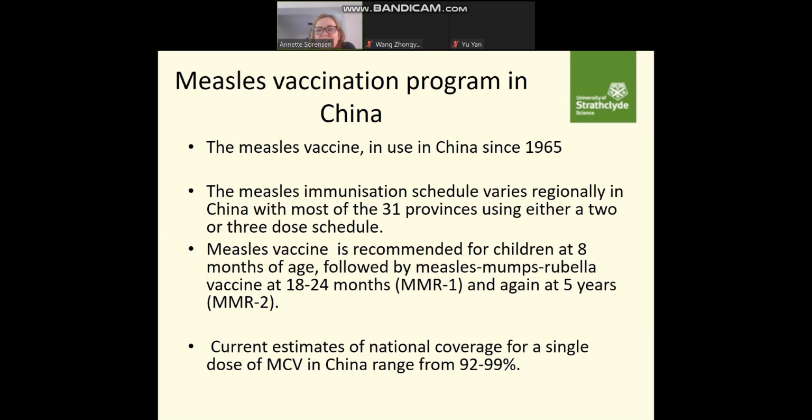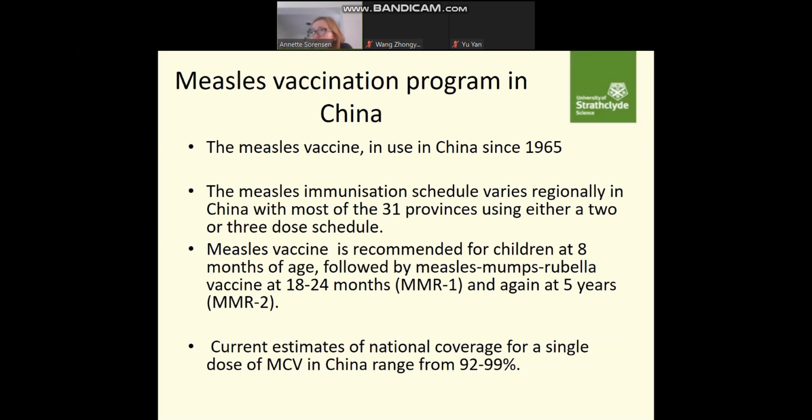Now, you do have a measles vaccination program in China as well, which you probably all know because you have had the vaccination. It's been used in China since 1965. The schedule, so the number of doses that you receive, varies very much between the regions in China. It's recommended for children at 8 months of age, and it's followed by the MMR, so measles, mumps, and rubella vaccine, at 18 to 24 months, and again at 5 years of age.